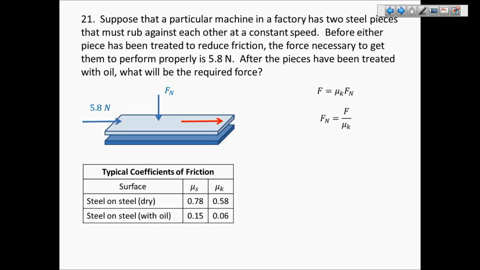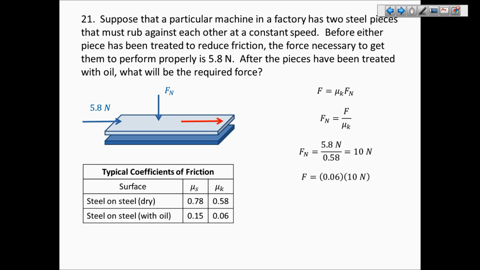There might be something that's pushing down on these pieces as they slide across. Now in order to accomplish that, we're actually going to plug in the 5.8 newtons that it takes to move the two pieces across each other, and we're going to look up the mu sub k for steel on steel when it's dry. Now that's equal to 0.58, and I got that from the table that shows us typical coefficients of friction. So we find out that the normal force on these two pieces of steel is 10 newtons. That may be less than or more than their weight. It just depends on what the machine is doing with these two pieces. But we know that the normal force is 10 newtons.